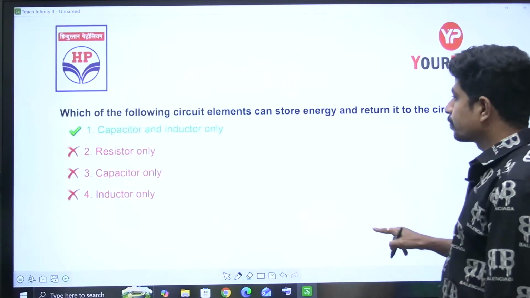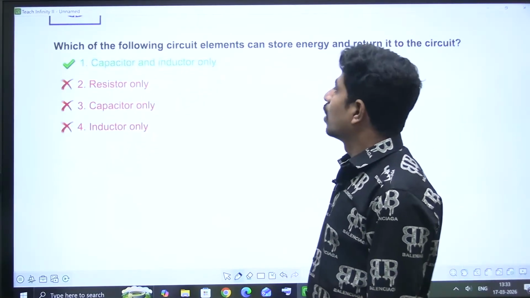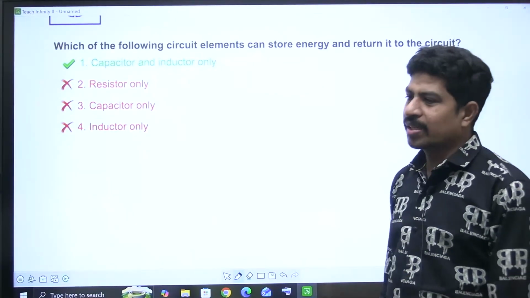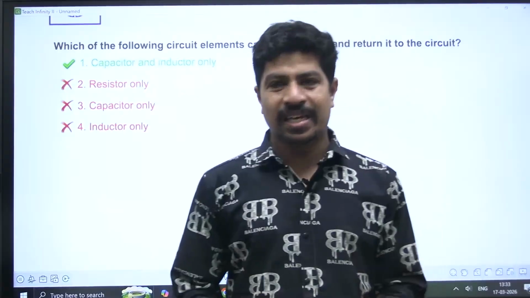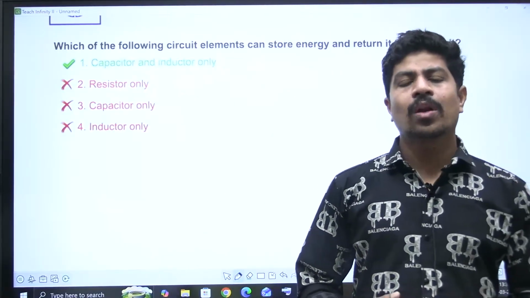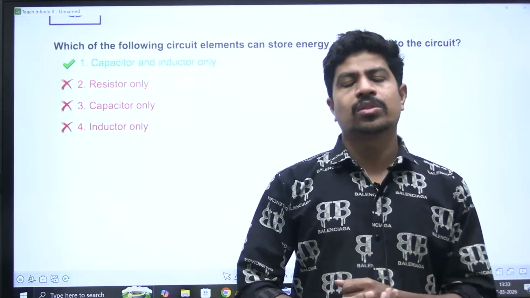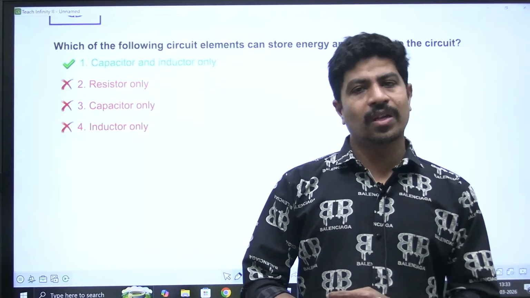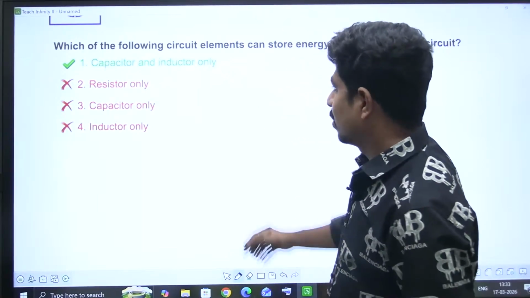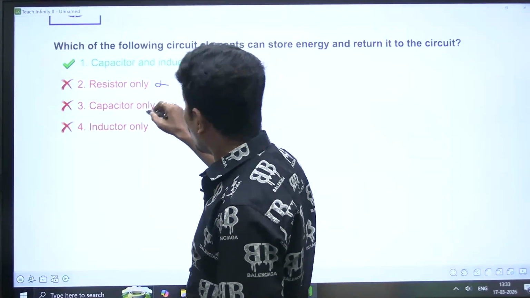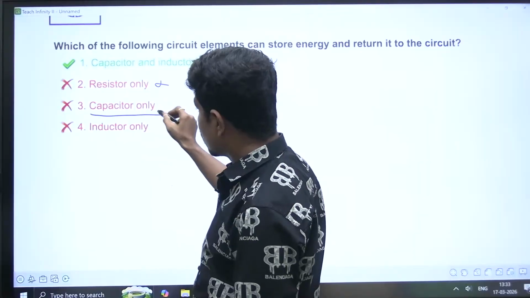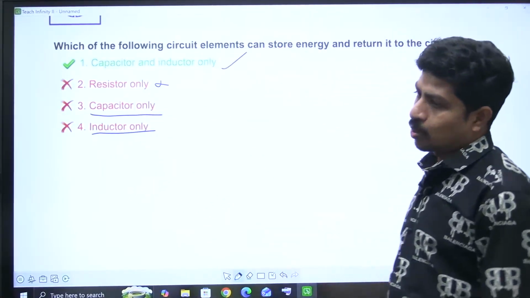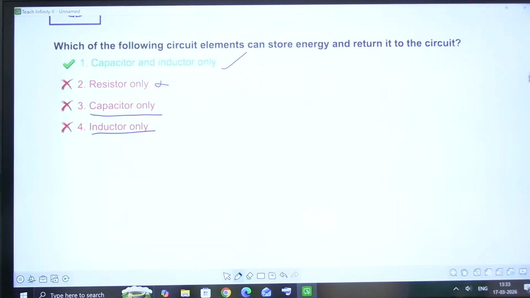Next question: which of the following circuit elements can store energy and return it to the circuit? Questions are really silly. Which elements will store and return energy back to the source? Inductor and capacitor. An inductor stores in the form of a magnetic field, a capacitor stores in the form of an electric field. A resistor can never store. Both inductor and capacitor can do that job, that's why it is option 1.